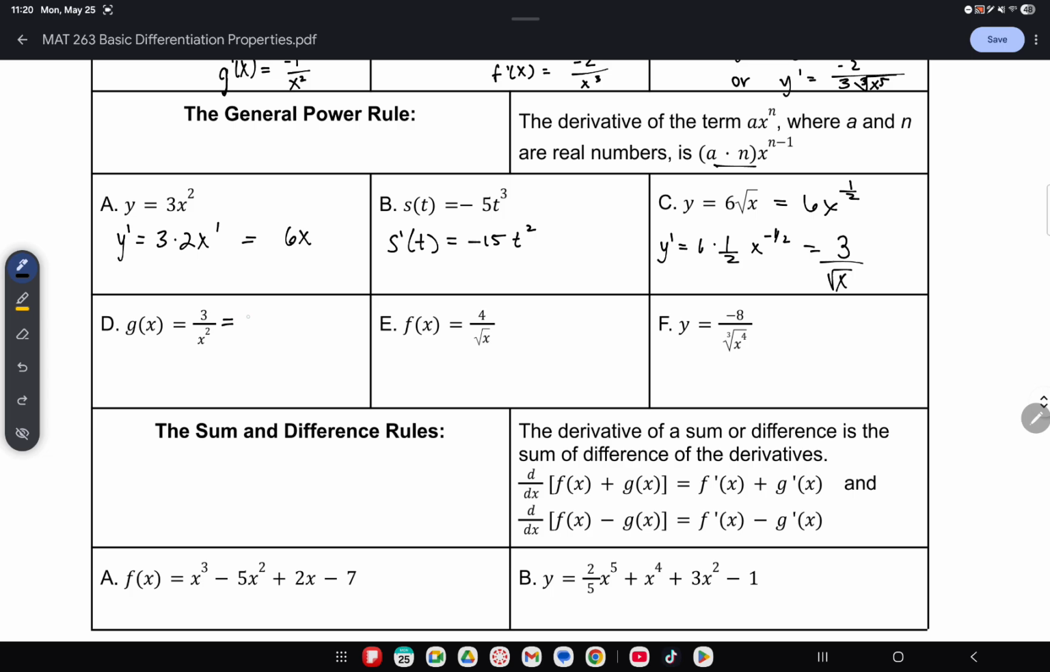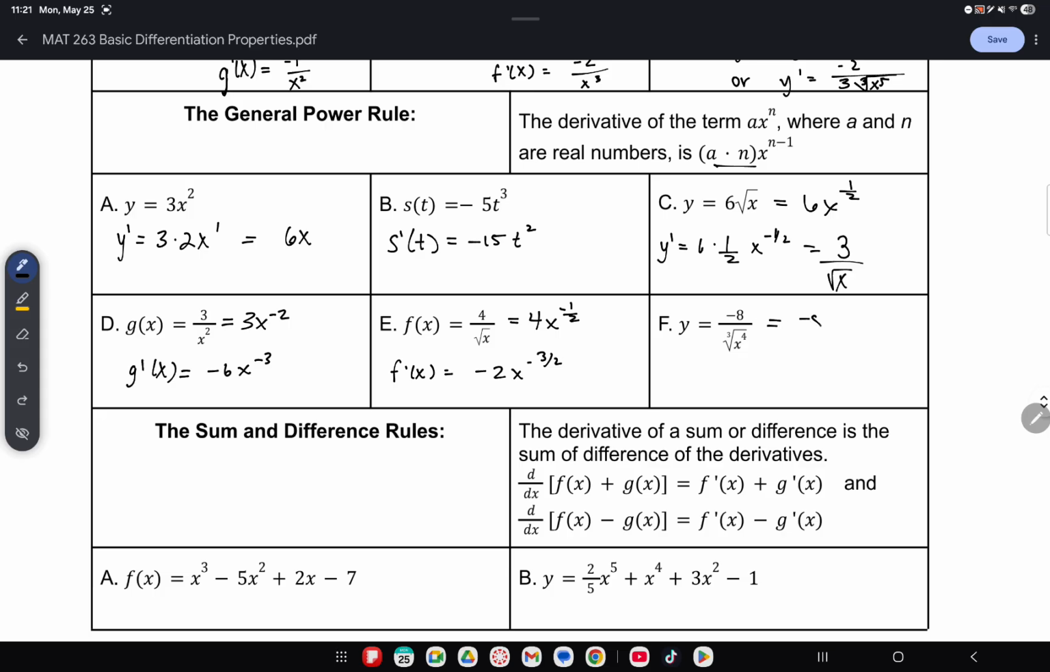All right, I could rewrite this as 3x to the negative 2 so that I can do that power rule, and I would get negative 6x to the negative 3. And I can make that a positive exponent by dropping it back down. So I have 4x to the negative 1/2. So my derivative will be negative 2x to the negative 3/2.